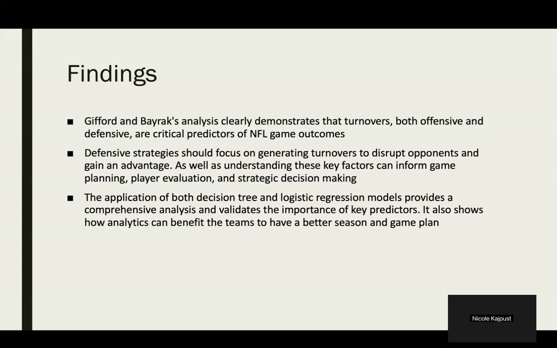Gifford and Bayrak's analysis clearly demonstrates that turnovers, both offensive and defensive, are critical predictors of NFL game outcomes. Defensive strategies should focus on generating turnovers to disrupt opponents and gain an advantage, and understanding these key factors can inform game planning, player evaluation, and strategic decision making. The application of both decision tree and logistic regression models provides a comprehensive analysis, validating the importance of key predictors. It also shows how analytics can benefit teams to have a better season and a better game plan.